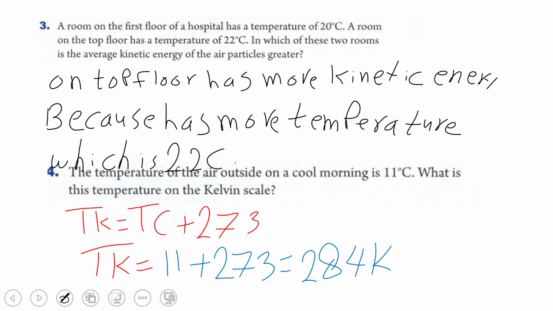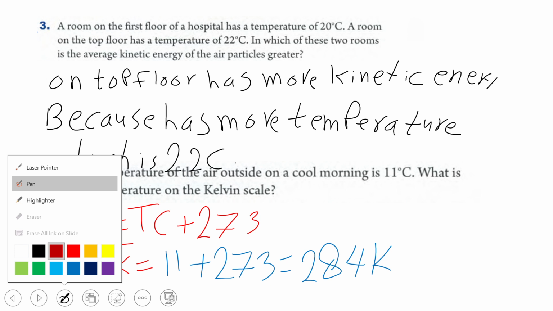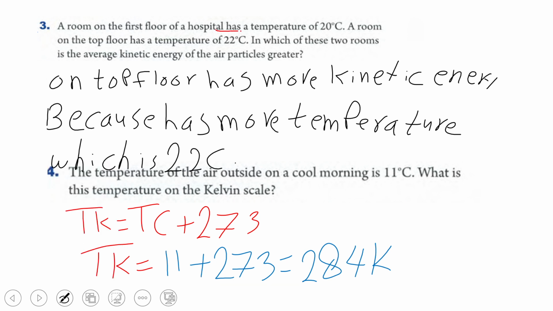A room on the first floor of a hospital has a temperature. In a hospital we have a room, and this room has a temperature equal to 20 Celsius. We have another room in this hospital, a room on the top floor. Look, the first floor and the top floor. The top floor has a temperature equal to 22 Celsius.